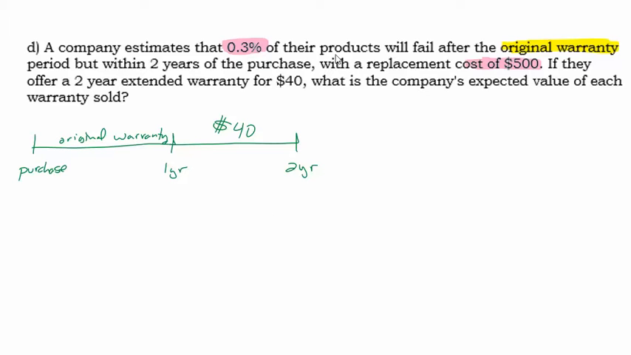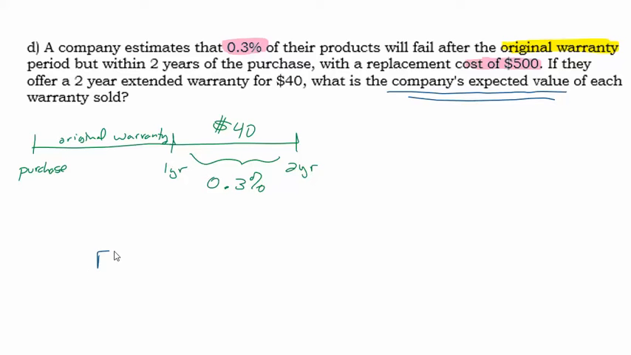So that's why it says the company estimates that 0.3% of their products will fail after the original warranty period, but within 2 years of purchase. So there's a 0.3% chance that that thing's going to fail between 1 year after purchase, but before 2 years after purchase. Okay. Now, if that happens, the company's going to have to pay $500. Now, we're looking at this from the viewpoint of the company this time, which is great. What is the company's expected value?